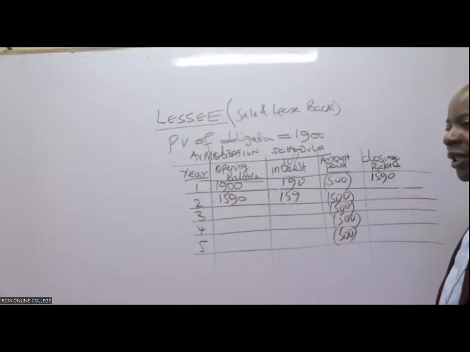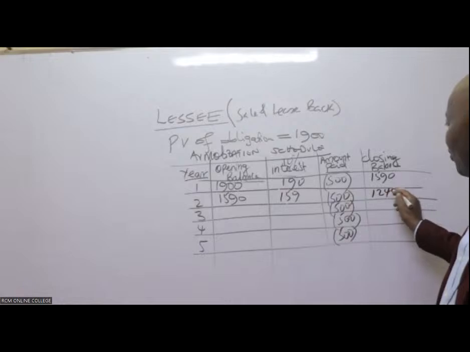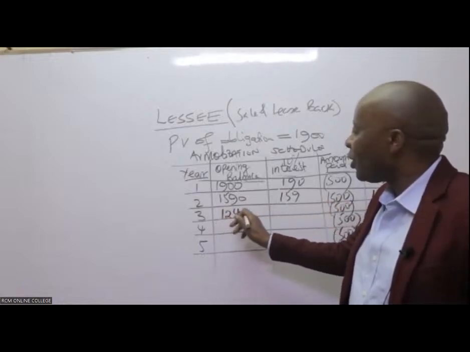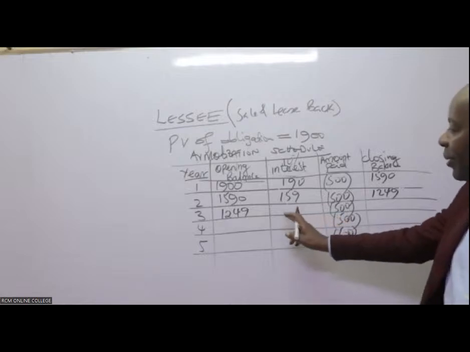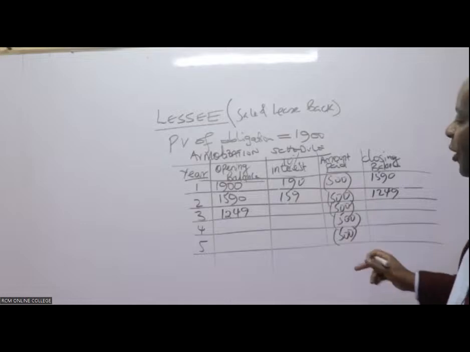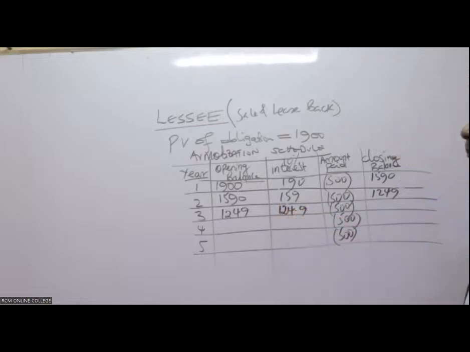So what we have, ladies and gentlemen, for year number 2, is 1249. So this 1249 is what we bring here. So this 1249 is what we take there. So 1249, are you able to give me the 10%? 10% of 1249? That gives me 124.9.